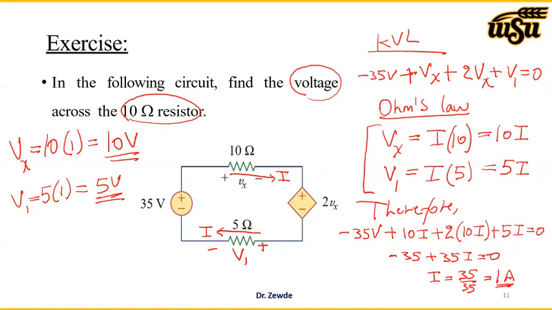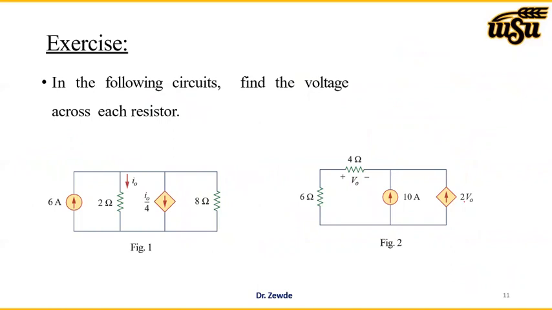Okay, let's go to the second example. In the second example, we are asked to find the voltage across each component. So we want to find the voltage across the 2 ohm, the 8 ohm resistor, the 6 ohm, and also the 4 ohm resistor. Let's do this example together. Now let me say this is A, and let me say this is B. So let's start with A.